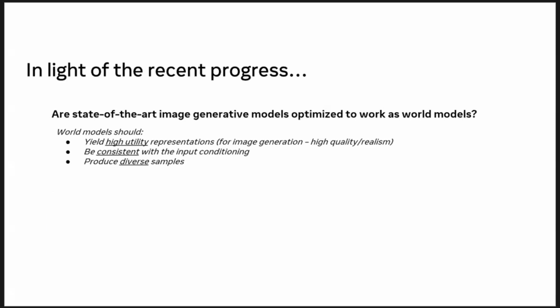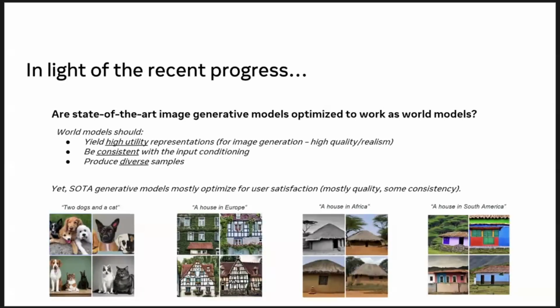However, if we take a look at state-of-the-art generative models, we see that those are mainly optimized for human preferences. This means they are optimized for image quality, and up to some degree prompt generation consistency. We have a few examples of that on the slide. If we take the prompt 2 dogs and a cat, we have 4 different generations depicted on the slide. And although all of the images, or most of them, depict dogs and cats, the exact count is not necessarily reflected in the images.